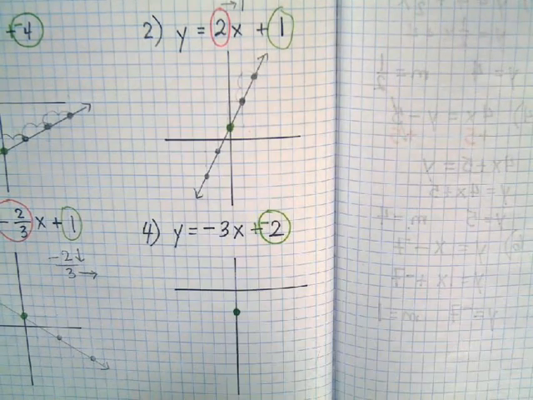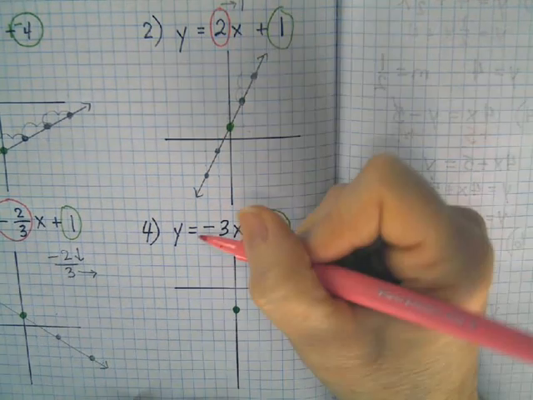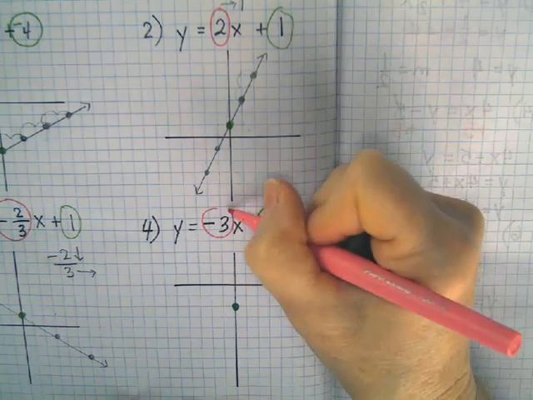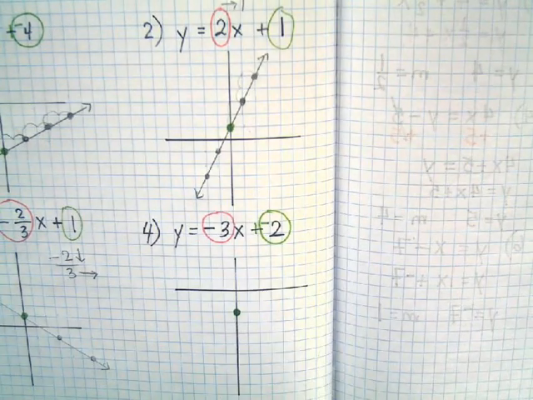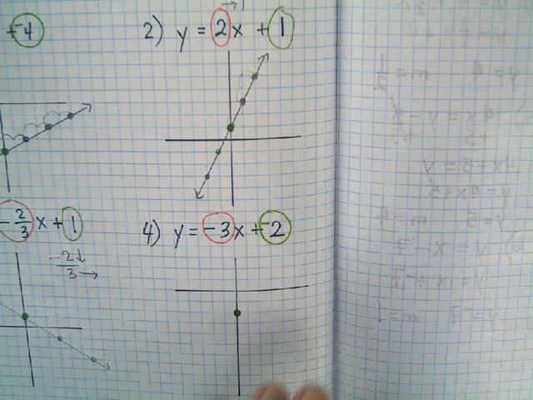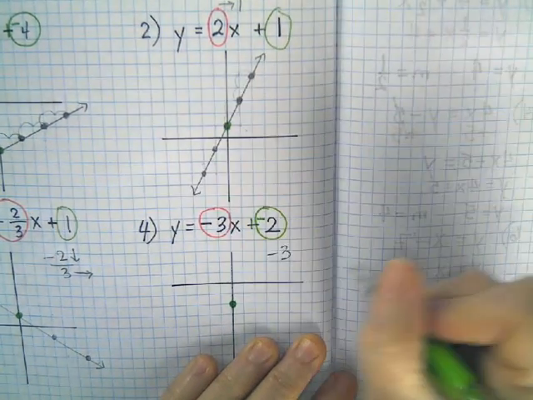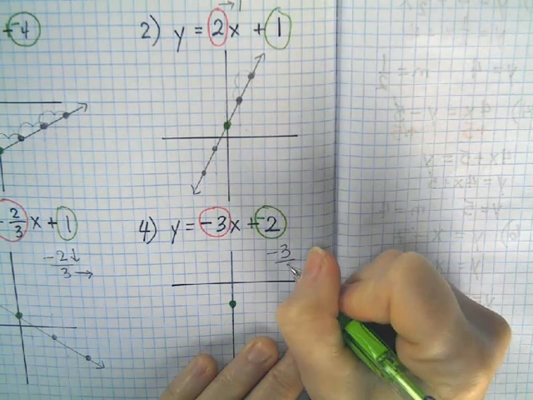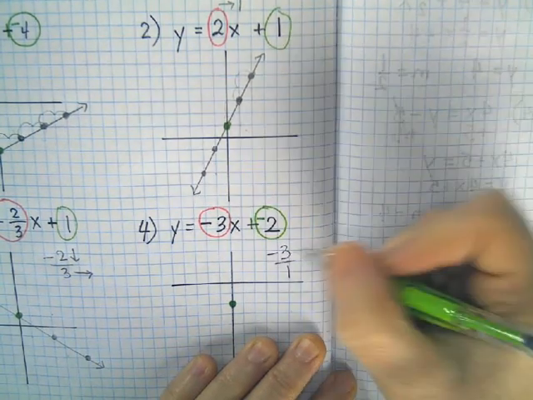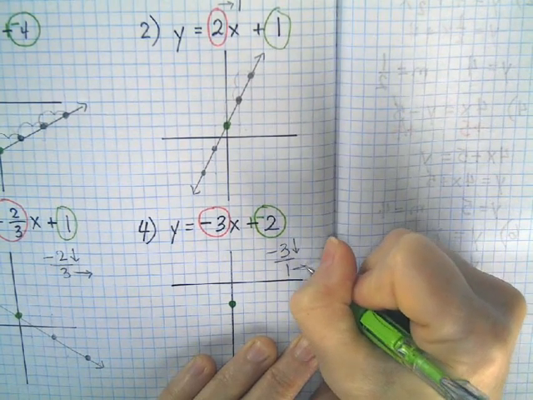Always on the y-axis. My slope is the number with x. Here's my slope. So again, I have a whole number. I need to change it to a fraction. So -3, to change it to a fraction, just put it over 1. So I'm going to go down 3 and to the right 1.